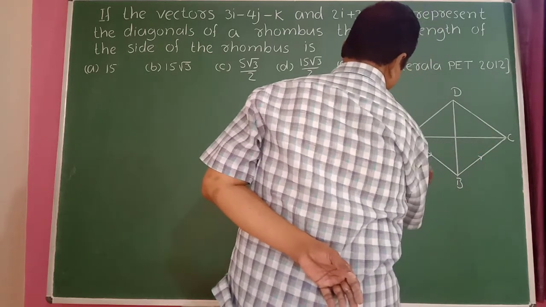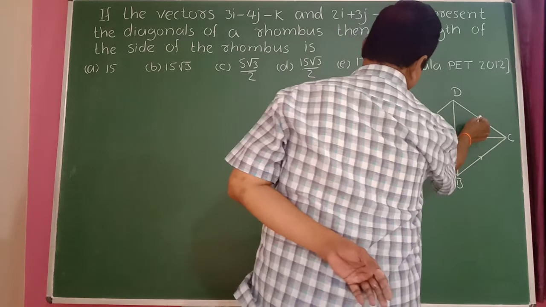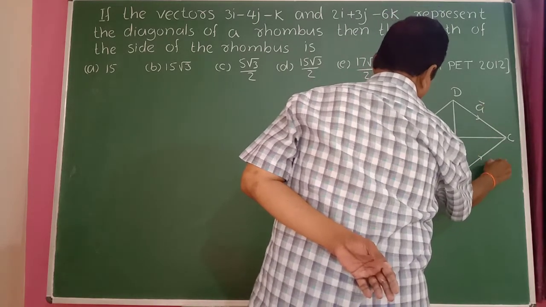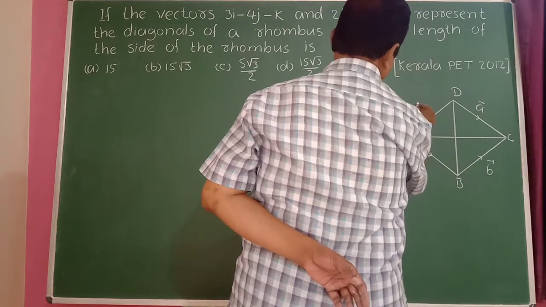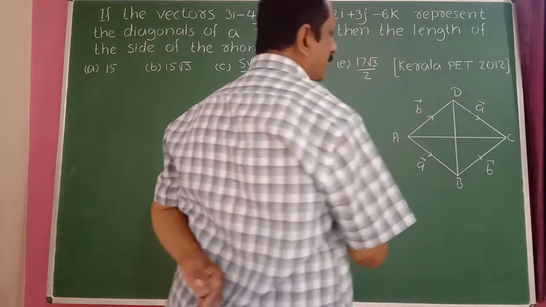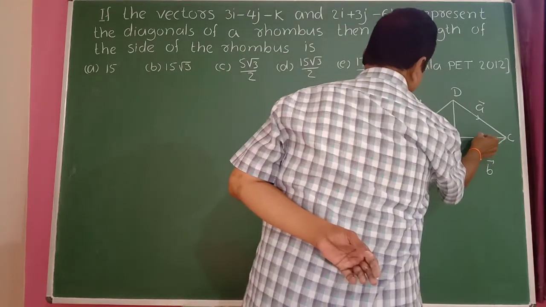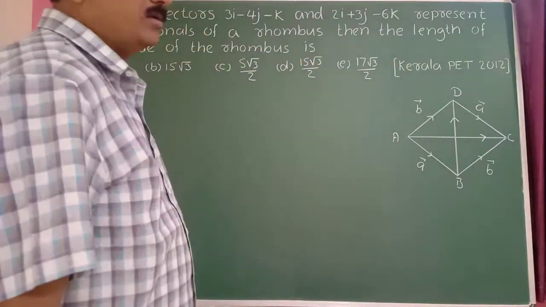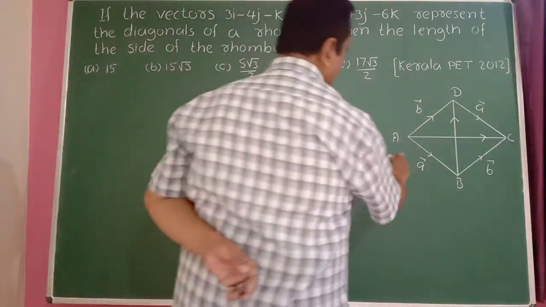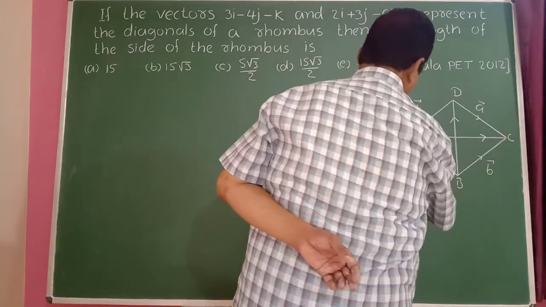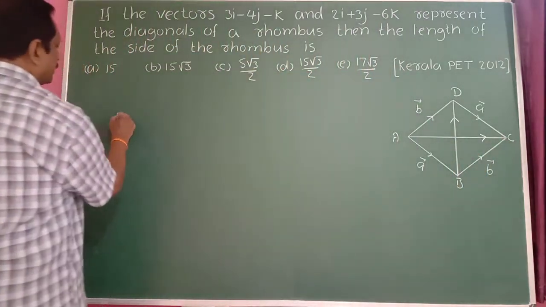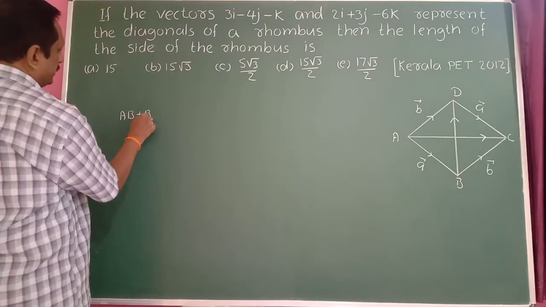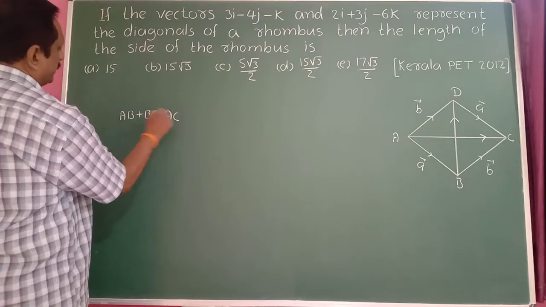Okay. Then suppose you take this vector as a bar here, then this is also a bar. And if this is the vector b bar here, then this is also the vector b bar. Okay. Then AC is one diagonal here, and BD is one more diagonal here. So according to the triangle law of vector addition, AB plus BC is equal to AC. According to the triangle law of vector addition, AB plus BC is equal to the vector AC.